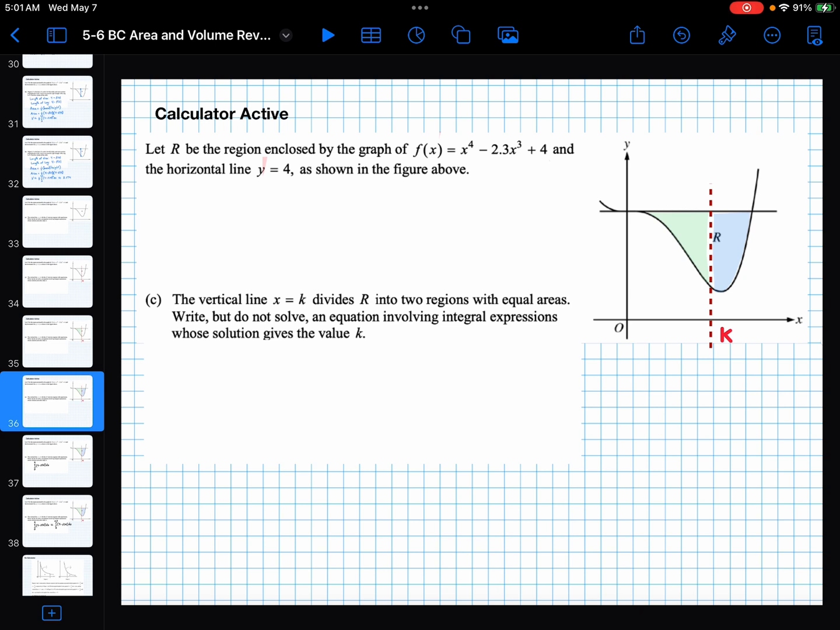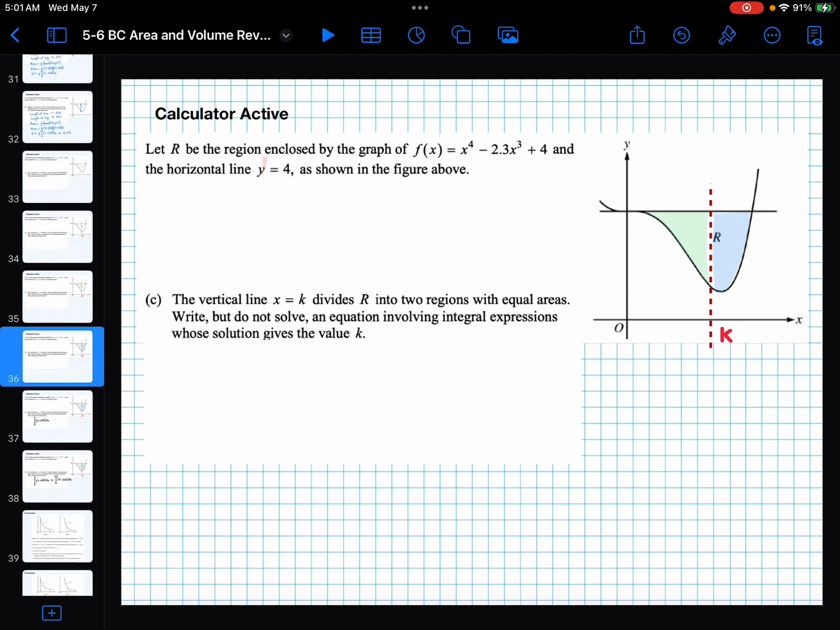All right, so you need to set up an equation. Remember, equations have equal signs. If you don't have that, you're not going to get credit for it. And you just have to set it up but not evaluate it. You don't have to solve it.